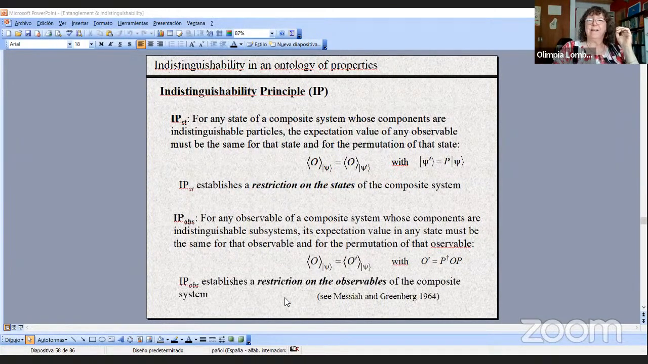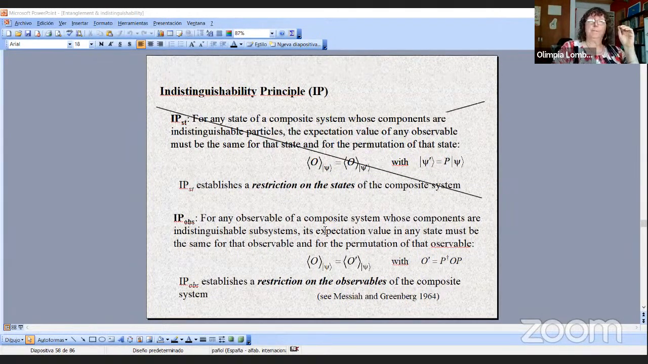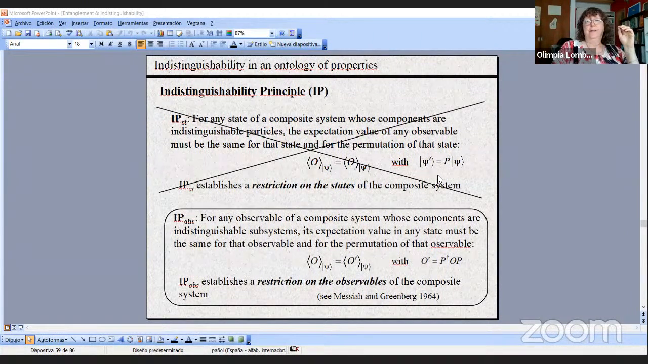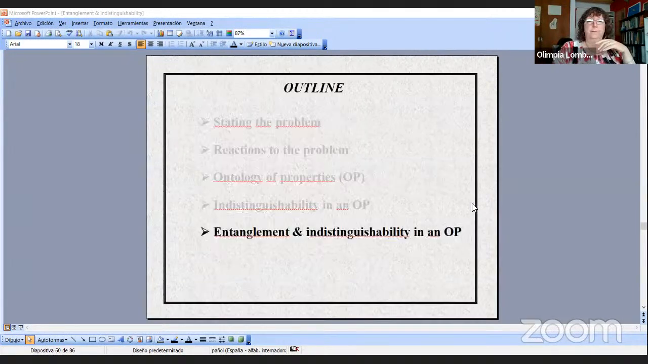In this case, the principle establishes a restriction on the observables of the composite system. I have to retain only the observables that are symmetric. And this is something that is in the literature of the subject. I mean, we are not inventing this formulation. What I mean is that from the viewpoint of an ontology of properties, this is not the version of the principle that makes sense, but this one is the principle that makes sense in this context.